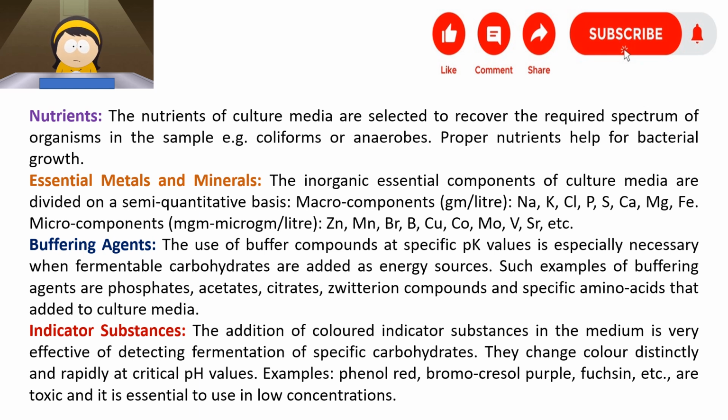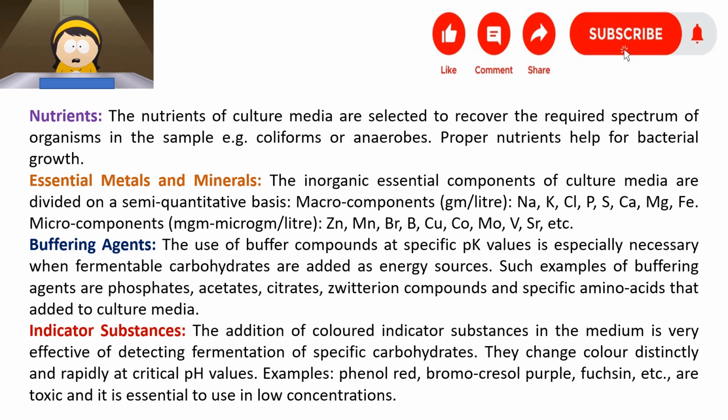Essential metals and minerals. The inorganic essential components of culture media are divided on a semi-quantitative basis: macro components, g/liter: Na, K, Cl, P, S, Ca, Mg, Fe. Micro components, mg or microgram/liter: zinc, Mn, B, Cu, Co, Mo, V, etc.